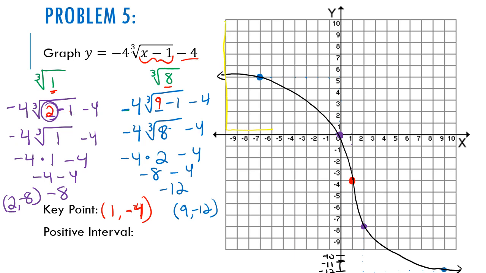So positive interval is everything that is above the x-axis. So everything above the x-axis will be considered the positive interval. For this particular graph, that starts from here all the way this way. So we describe intervals in terms of the x values. So since the graph heads to the left forever, the smallest x value is negative infinity. And then it stops right here at 0 before it goes below the x-axis, which is the negative interval.